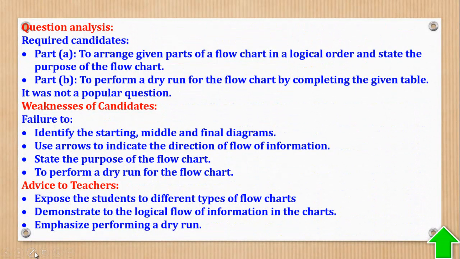So the question part A required candidates to arrange the given parts of the flowchart in a logical order and state the purpose of the flowchart. And part B required candidates to perform a dry run for the flowchart by completing the given table. So weakness was failure to identify the starting, middle, and final diagrams. Then use of arrows to indicate the directions of the flowchart. Arrows must be seen. Then also stating the purpose was a challenge, and also performing a dry run was a challenge.